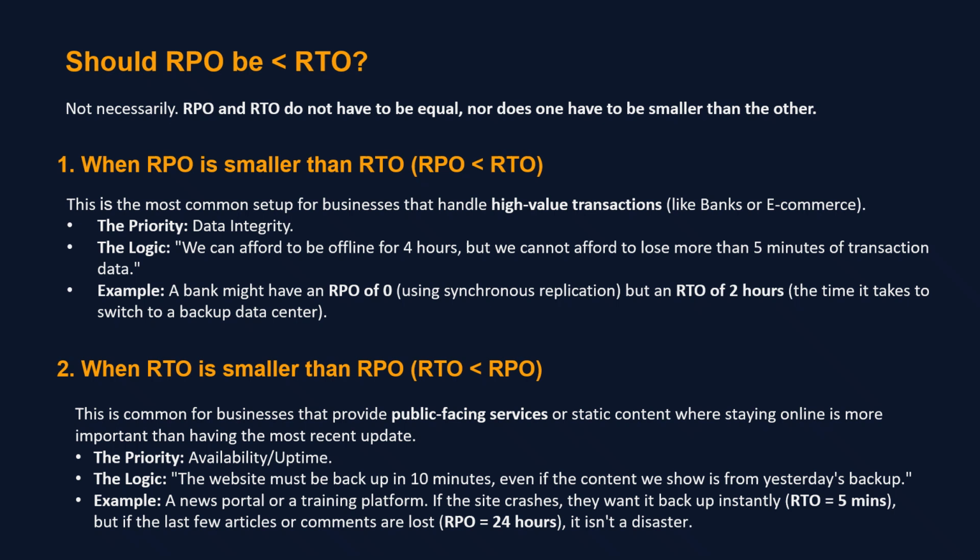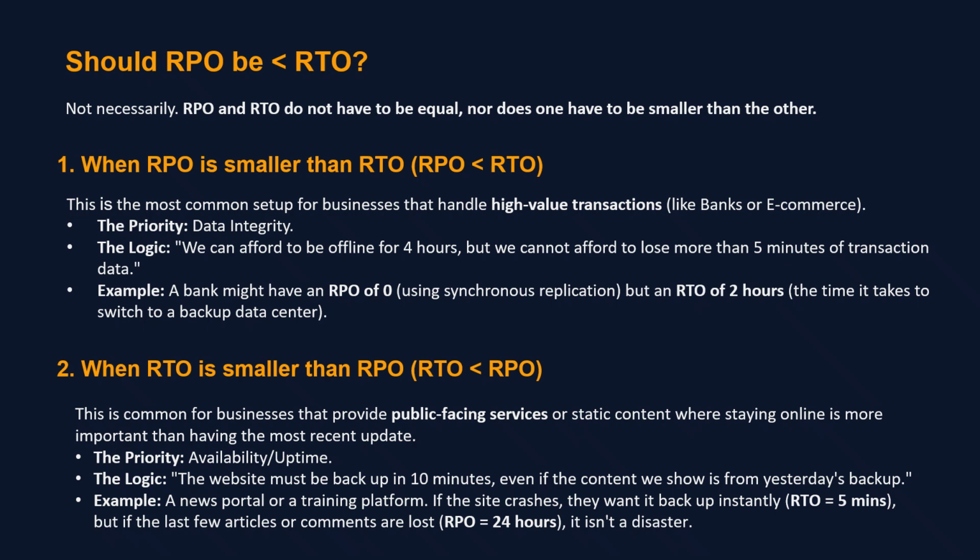Case 2, RTO less than RPO. Common for content or public-facing websites. Priority: availability, that is, get back online fast, even if some data is old. Example: a training platform may need the site up in 5 minutes, but can tolerate losing a day's content. So RTO equals 5 minutes, RPO equals 24 hours.